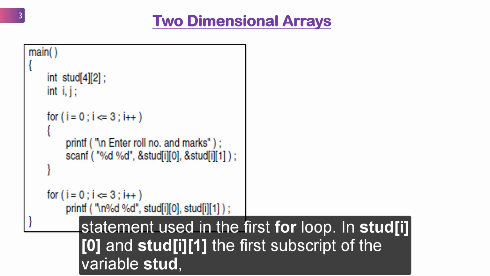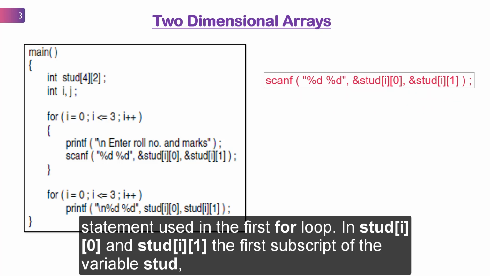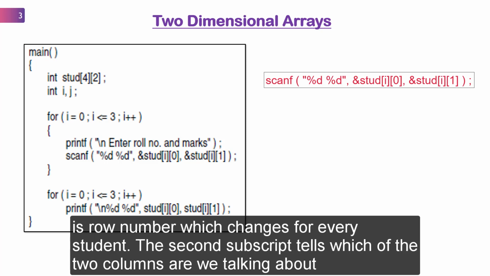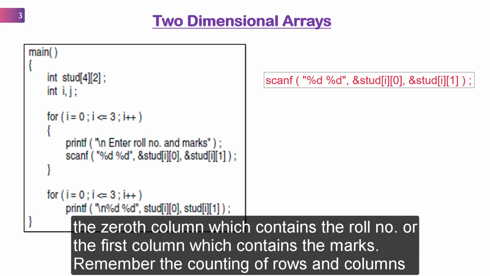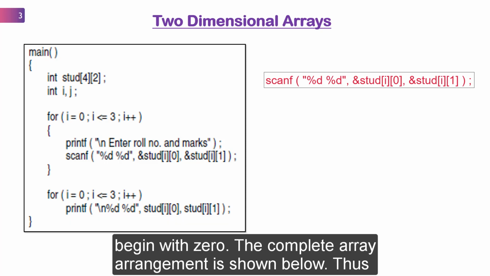Look at the scanf statement used in the first loop. In stud[i][0] and stud[i][1], the first subscript of the variable stud is the row number, which changes for every student. The second subscript tells which of the two columns we are talking about, the 0th column which contains the roll number or the first column which contains the marks. Remember, the counting of rows and columns begins with 0. The complete array arrangement is shown below.